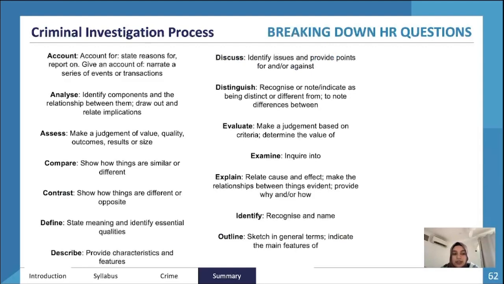So here are some of them that I've done for legal studies, but you can also have a look for your other subjects, but these are the ones that I've seen and I know are really common. Account for, analyze, assess, compare, contrast, define, describe, discuss. So the for and against is always discuss, distinguish, to recognize what the differences are, evaluate, examine, explain, which is cause and effect, identify, which is recognize and name, and outline.